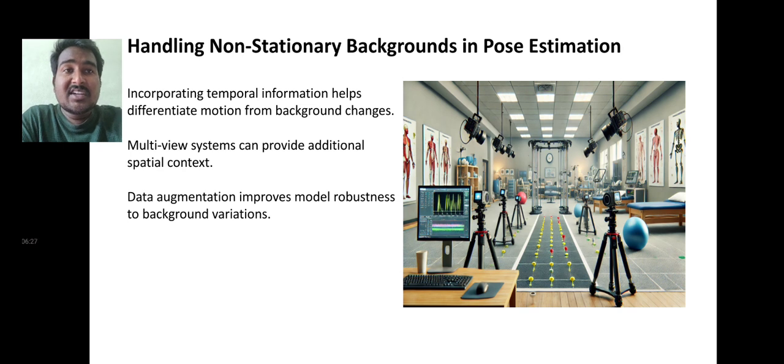Handling non stationary backgrounds in pose estimation. Incorporating temporal information helps differentiate motion from background changes. Multi-view systems can provide additional spatial context. Data augmentation improves model robustness to background variations.